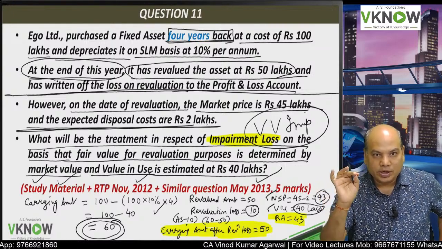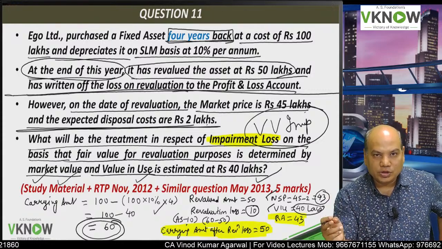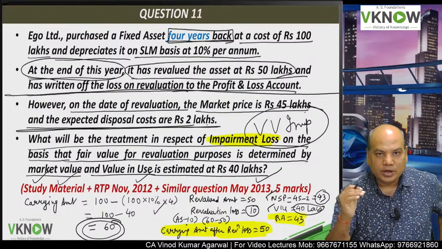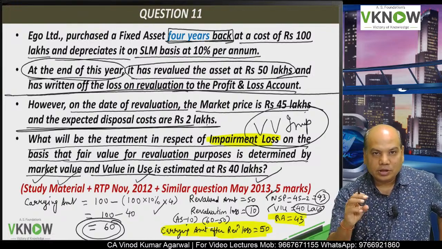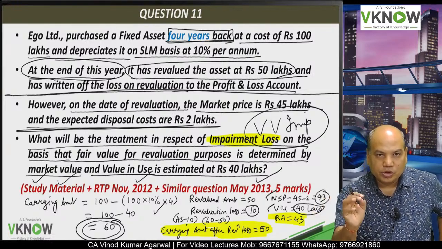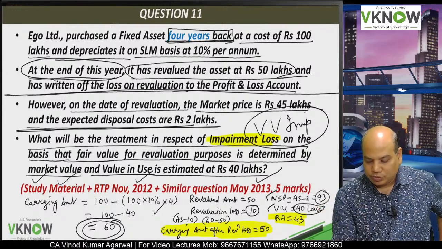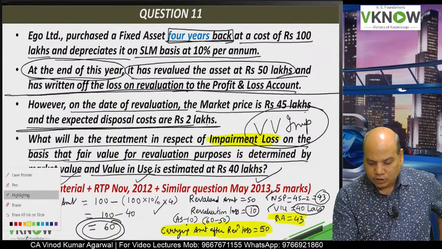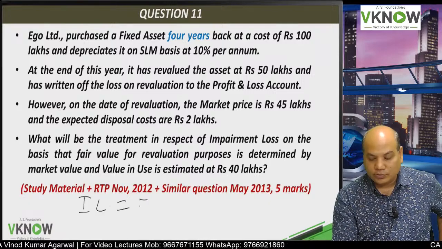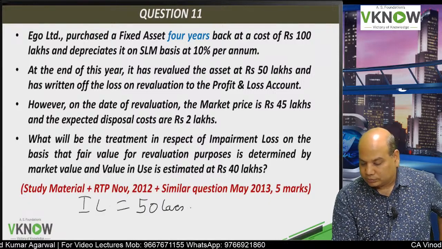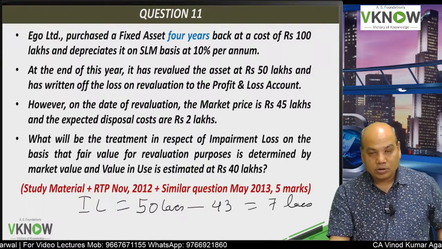Total depreciation provided 40 lakh. Carrying amount 60 before revaluation loss. Then after providing revaluation loss of 10, carrying amount is 50 lakh. Then you computed recoverable amount which is 43 lakh. 50 versus 43. So now you will have to provide for impairment loss 50 lakh minus 43 lakh, that is 7 lakh.